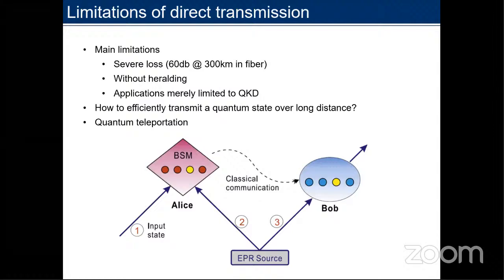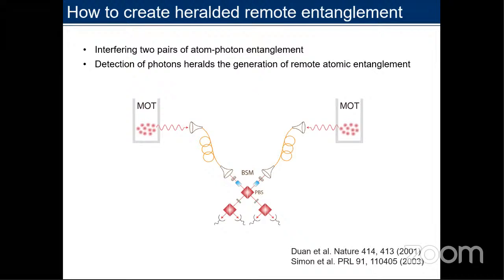So can we efficiently transmit a quantum state over long distance? The answer is quantum teleportation, as we all know. Only when the remote entanglement is ready will we start the teleportation process. Then the problem is shifted to how we can create remote entanglement in a heralded way.